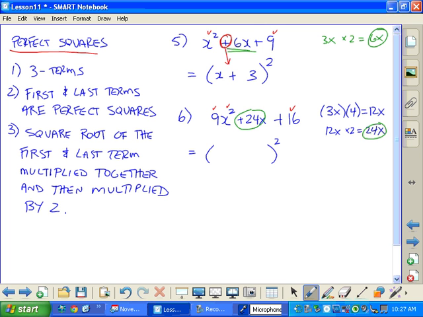So again, it's going to be squared. First term is going to be a 3x. Last term is a 4. And it will be adding. All right. Another example.